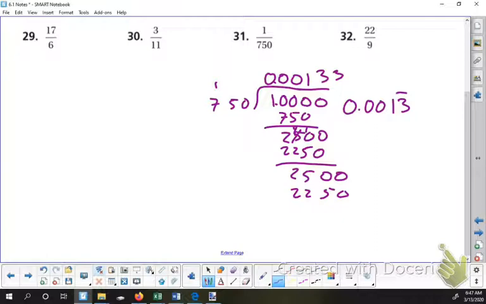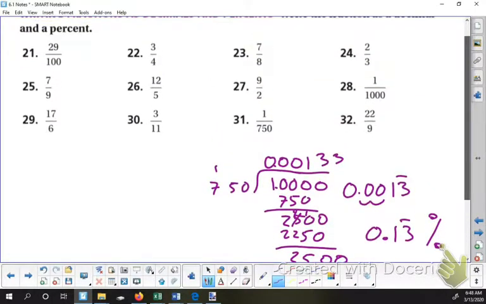Now, change this to a percent by moving this over 2 places. So I get 0.13 repeating percent. Do not forget the percent sign, please. It's very important because it's telling you I have to take this number and divide by 100. Okay? So these are going to be trickier when we're dividing by 9s, 11s, 6s. That's a lot of repeating materials. 8 is going to terminate. 3 is going to repeat. So those things are going to be repeating decimals, and you'll see answers over and over where you have repeats. But just handle that in that manner.